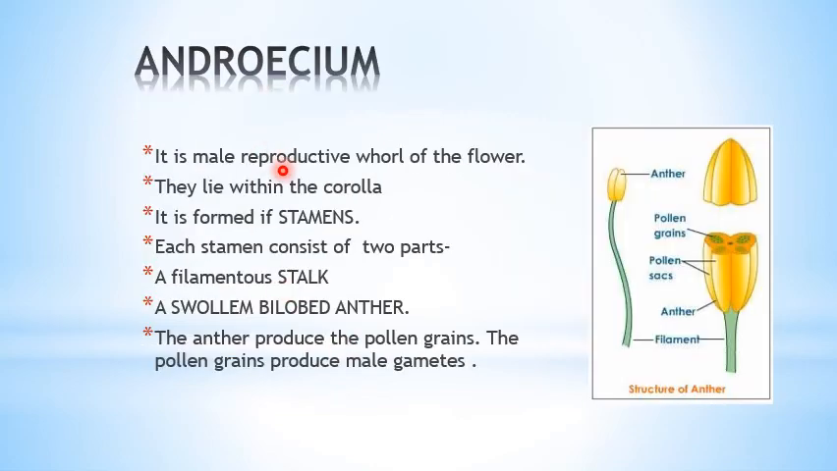Androecium is the male reproductive whorl of the flower, and it lies within the corolla. It is formed of stamens which consist of two parts: the thread-like structure called the filament, and the swollen bilobed structure called the anther. When the anthers mature, they produce pollen grains, and the pollen grains form the male gametes, which will be transferred during pollination.